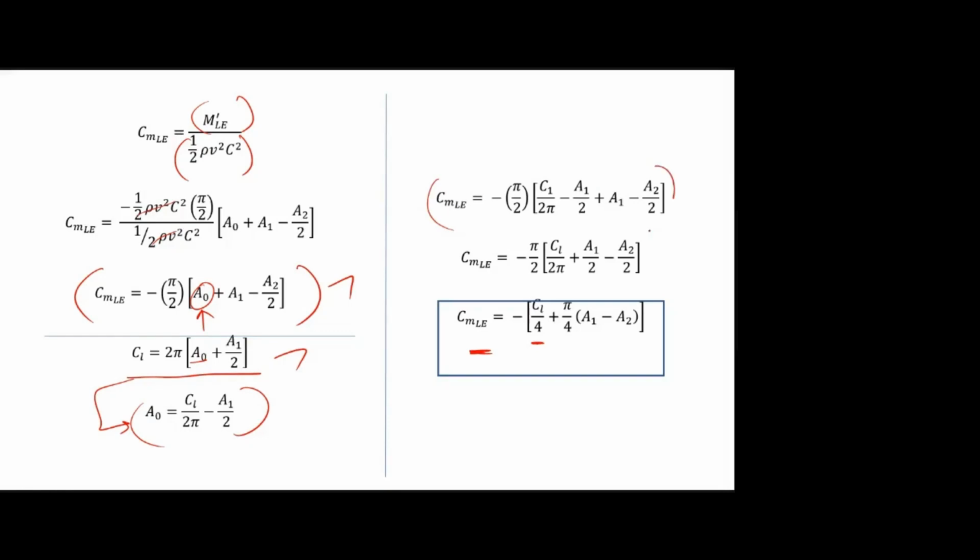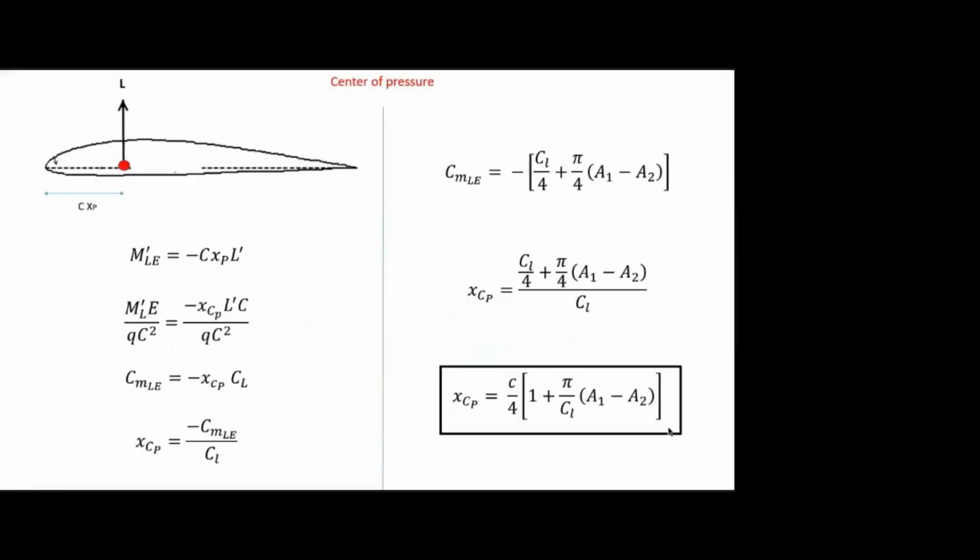And substitute and simplify. This is your final Cm equation. We found CL and Cm. Now we can check center of pressure and aerodynamic center. So center of pressure, same formula. Place the force system in the XCP distance. Find the moment about the leading edge.